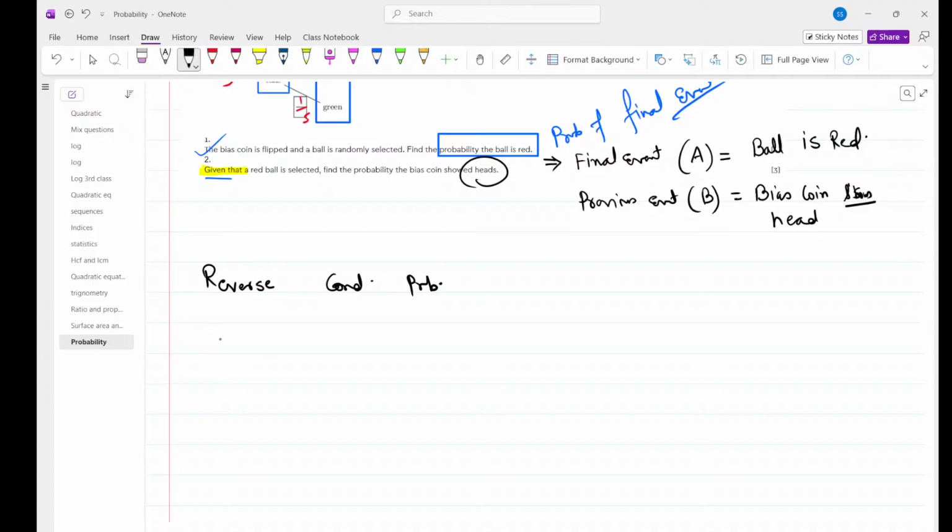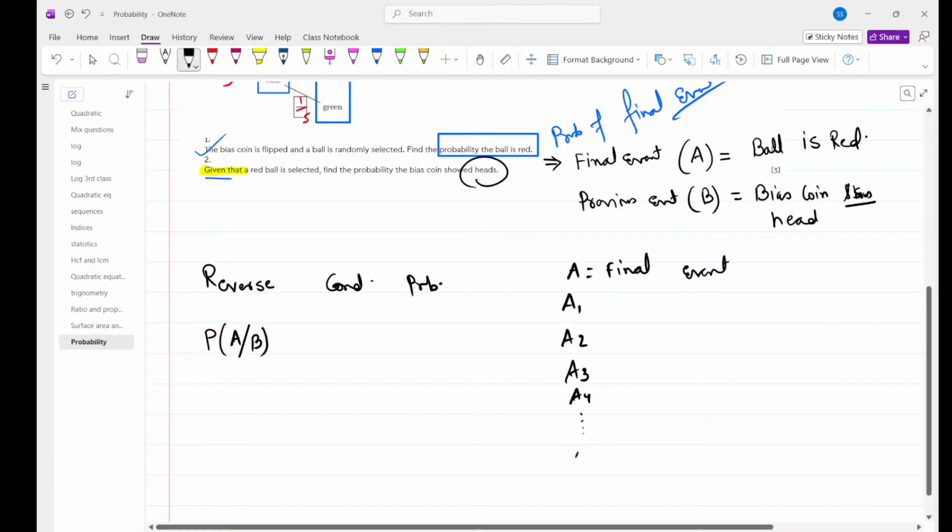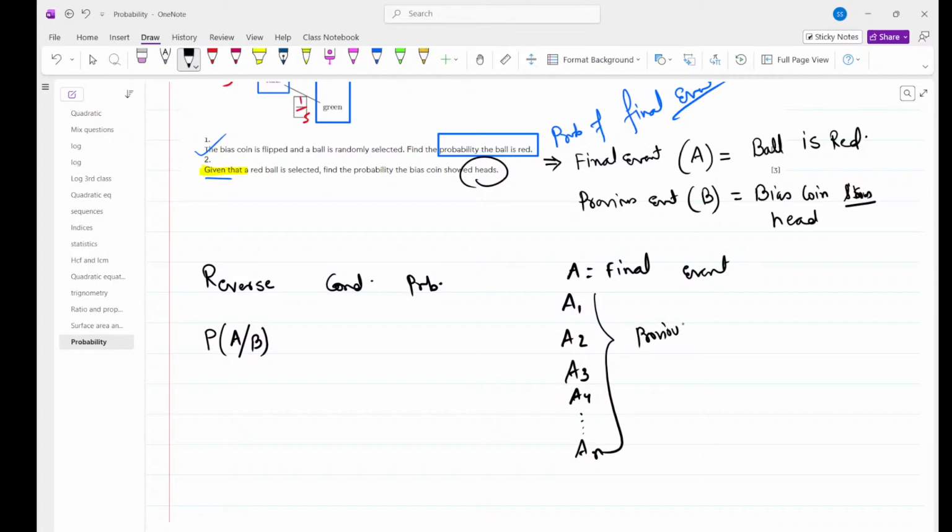Now I have to give you the formula for reverse conditional. So probability of A when B has already happened. In this, A is your final event. Make sure that A is your final event. A1, A2, A3, A4, and so on, AN will all be your previous events. There may be multiple previous events, right? Is it okay?